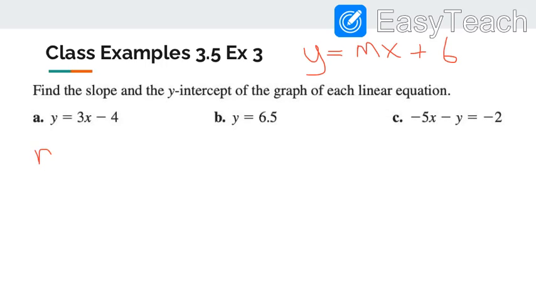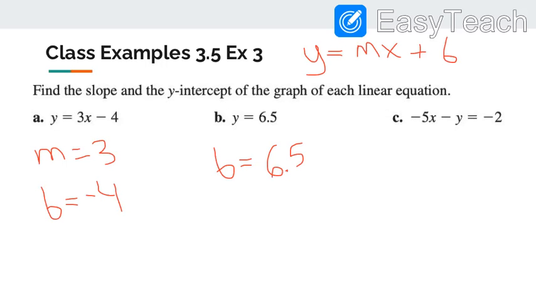So here our slope is 3 because it's what's in front of the x, and then our y-intercept is -4. For the b, there is no x and there's no m, so we would just have a y-intercept. So this one has a y-intercept at 6.5.